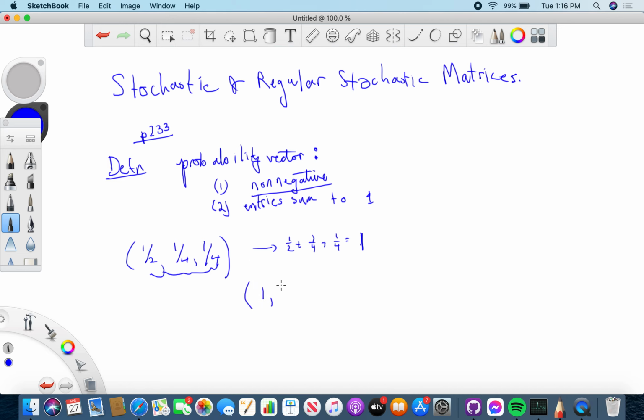For example, even though this vector sums to 1, because 1 plus negative 1/2 plus 1/2, the 1/2s are going to cancel and you just get 1. Yes, this does sum to 1, however, this value is not non-negative, it's negative.